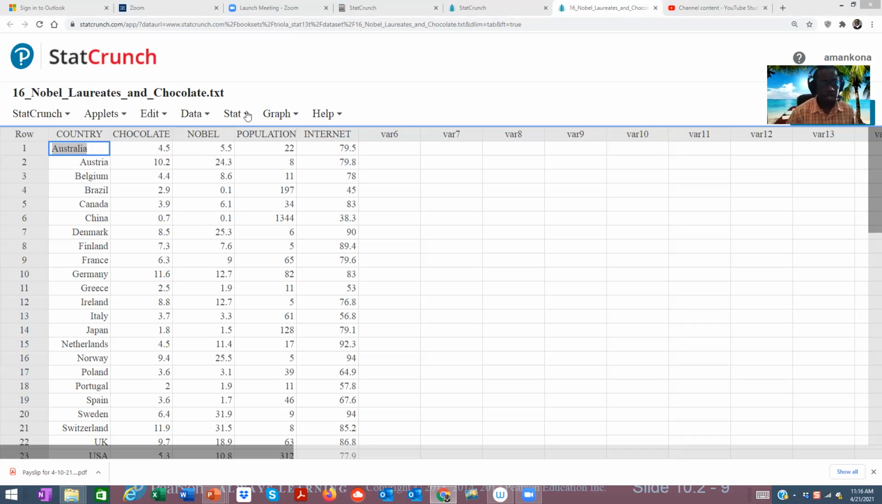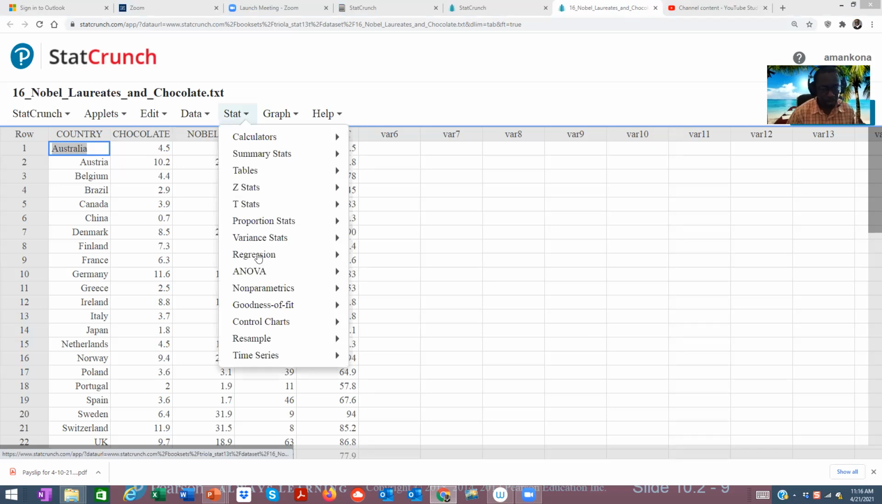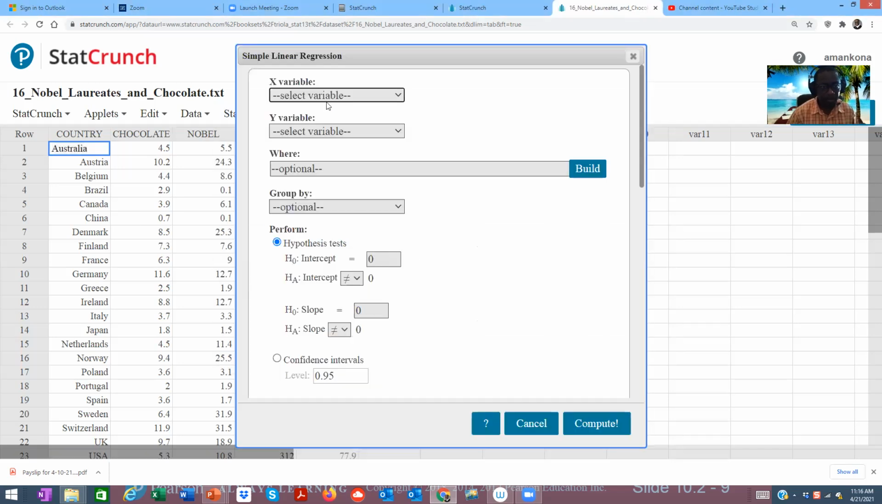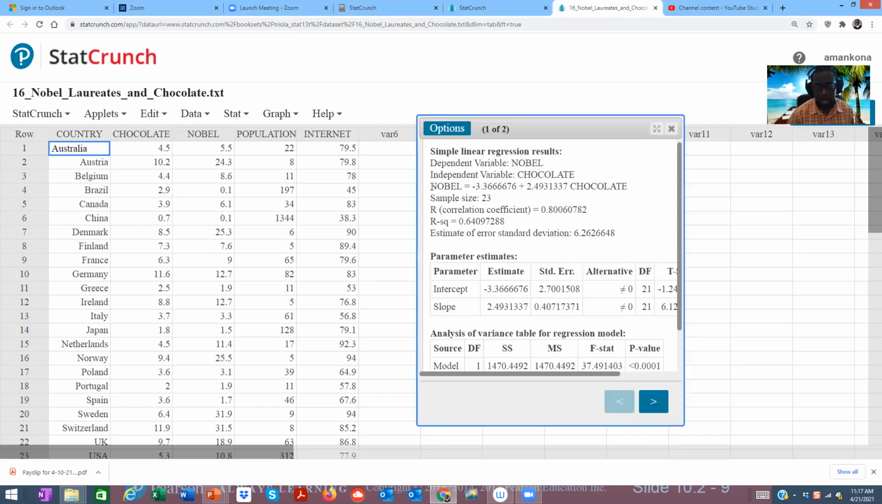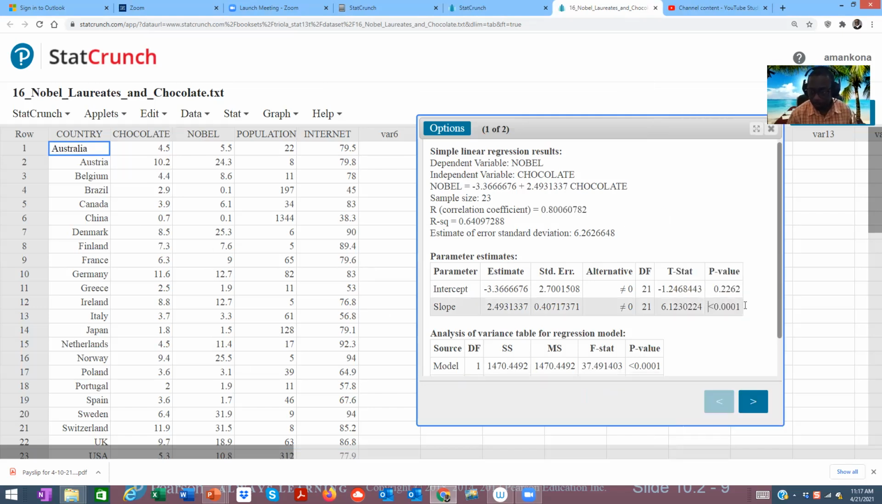Your Y. So go to Stats, Regression, Simple Linear. X is your chocolate, Y is what? Your Nobel, and then Compute. Okay, when I compute this, this is where I got my regression equation. This is the correlation coefficient, which is 0.8001. The square of that is 64%, as we talked about in the previous section. That's my p-value, that's my test statistic.